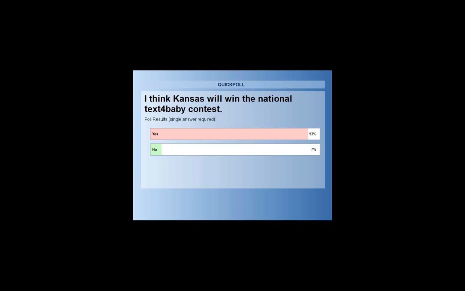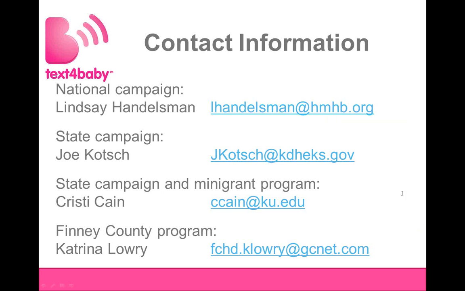And so this is the contact information. Again, I'll be sending out this PowerPoint to all of you, so you don't have to rush to copy down the contact information, but just email any of us. We're, again, very willing to help you with anything that you need. Anything specific about the Minigrant program, like someone asked about their W-9, please send that directly to ccain@ku.edu. I just realized that you cannot see the contact information because I still have the poll up. So now you should be able to see it.